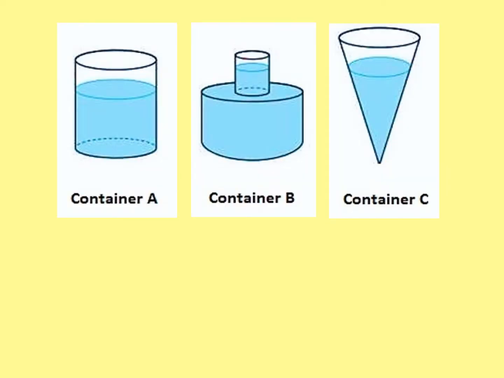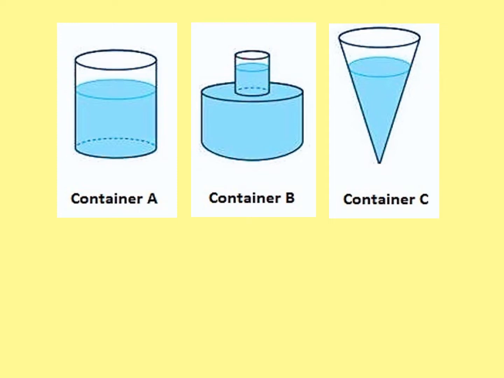This image shows 3 different containers and they've all got water in them. The first thing I want you to do is pause the video and describe the container. So, you might have said that container A has the same width all the way up. It has the same diameter, or you could even say it's got a uniform width or diameter. The word uniform just means the same or constant.